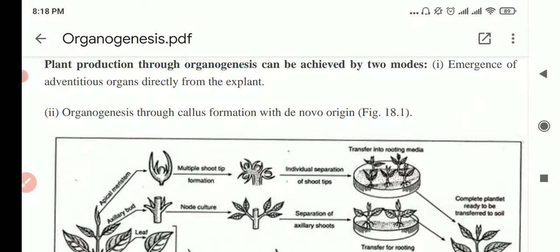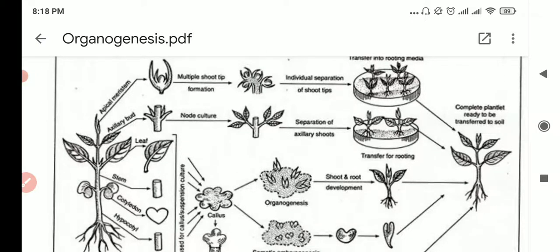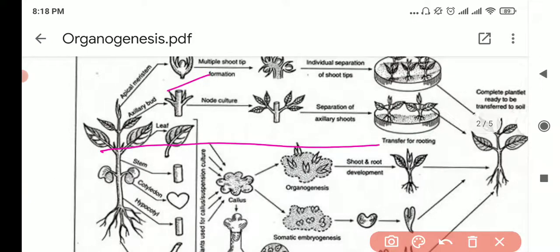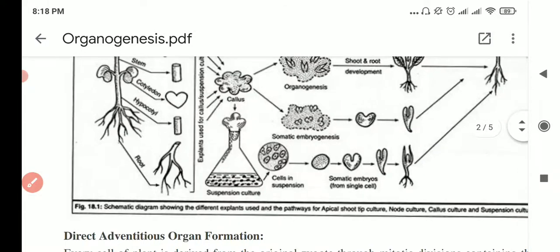Okay, so I told you there were two methods, no? The first method is directly from the explant. You can produce the organs directly from the explant. Explant means any part of a plant which you are cutting. Like here, this person has cut the bud, another person cut the shoot, another person cut the leaf, and any part you cut, you can regenerate the whole plant. Okay, let's look at the diagram.